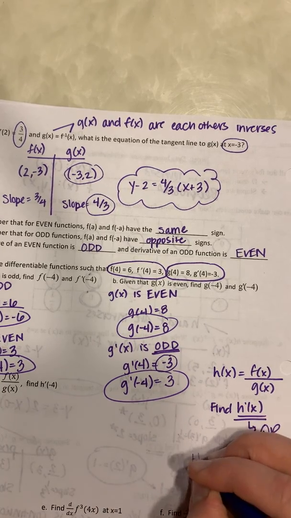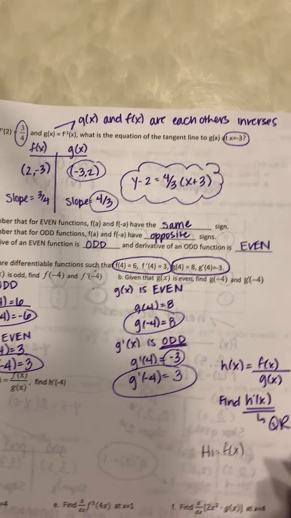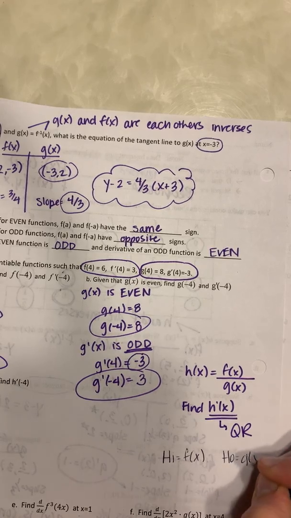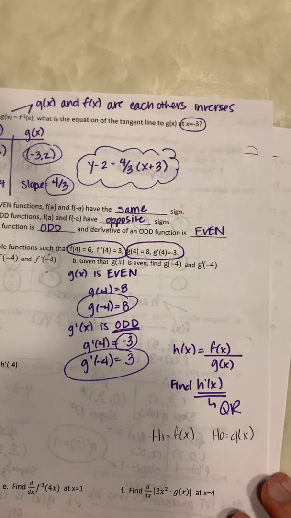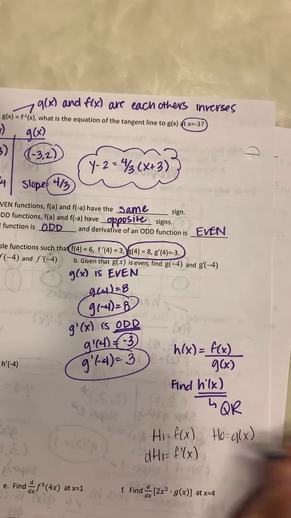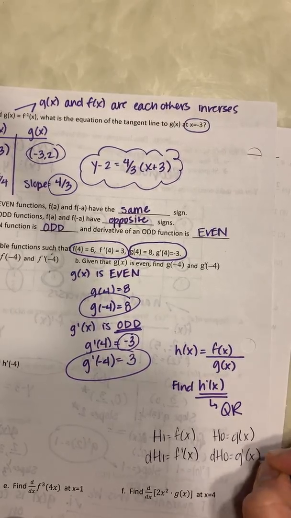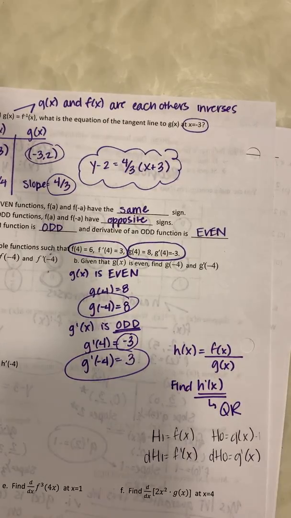My high is going to be f of x. My ho is going to be g of x. And then from there, I'm going to take the derivatives. So d high is going to be f prime of x, and d ho over here is going to be g prime of x. Now, if you're wondering why we're not doing chain rule, it's because when the middle is an x, the derivative of that core is just like a times 1. So that's why we don't really have to put it.